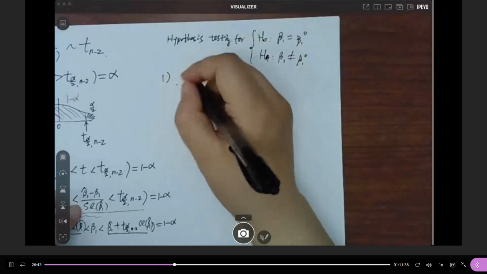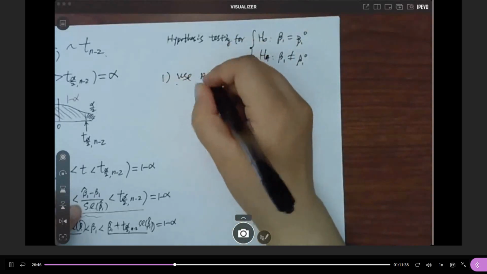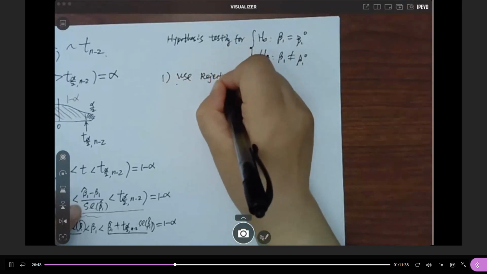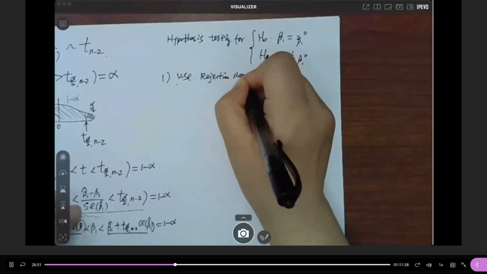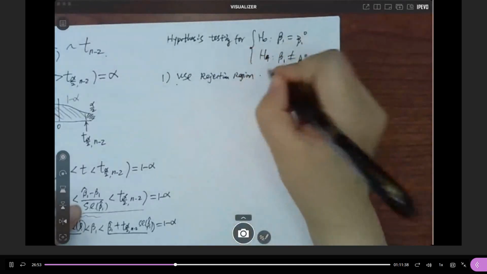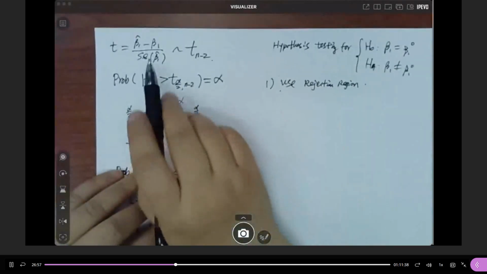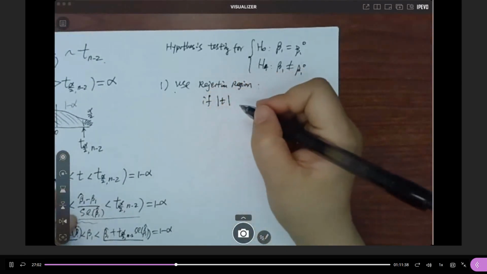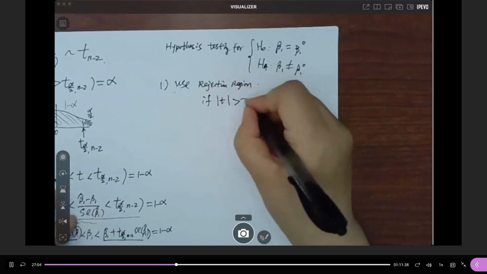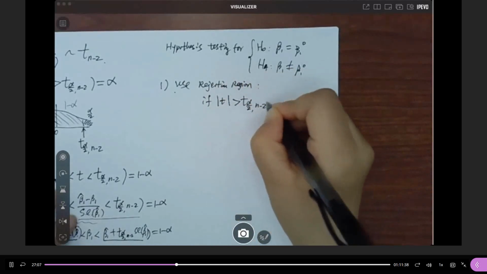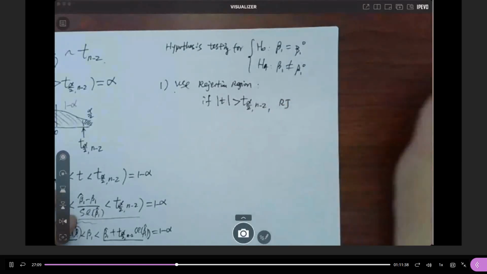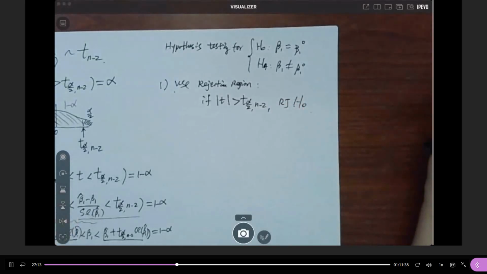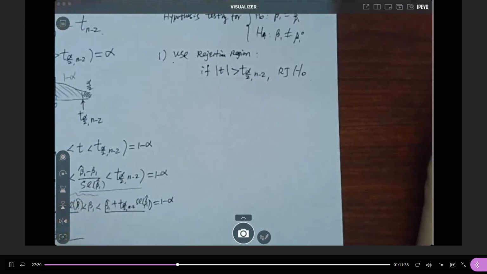The first way is, of course, use rejection region. So basically, you define the t like so. You have t random variable. If the absolute value of the t calculated from the samples is greater than the cutoff value t alpha over 2, n minus 2, you basically reject the null. This is the content in the previous section. Use rejection region to do the hypothesis testing.